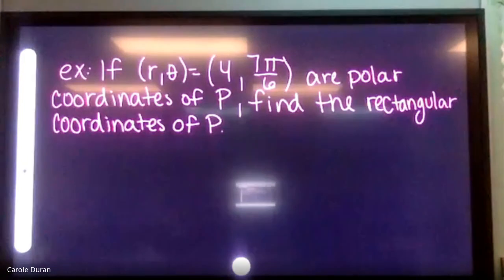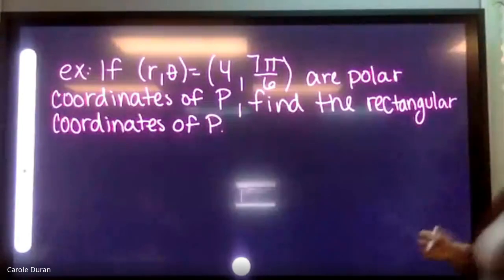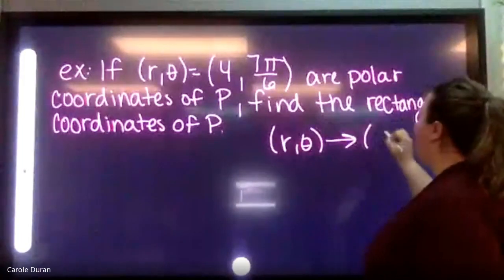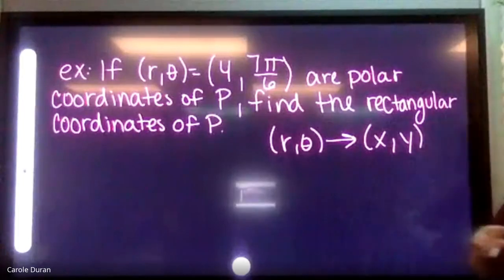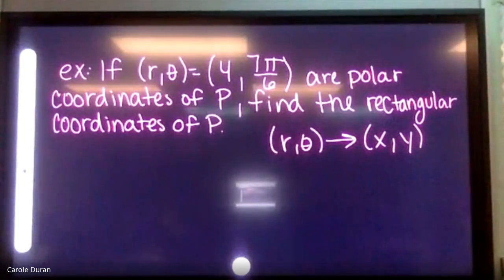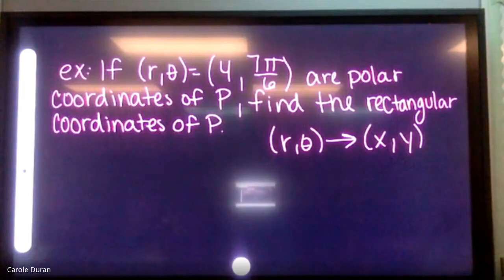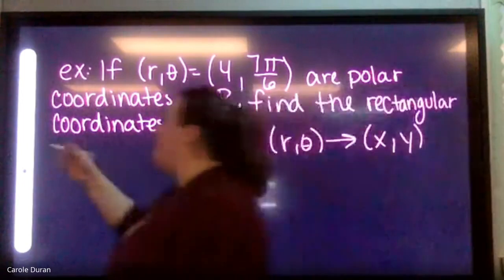If I'm changing into rectangular coordinates, I'm trying to find the x's and the y's. Some people do find it helpful to write out the conversion that we're doing. So we're going from r, theta into x, y. That is the conversion that I'm trying to make right here. If I'm trying to find x and y, which of those conversions above do you think I'm going to use? r cosine theta and r sine theta, because those are the only x and y's that I have.